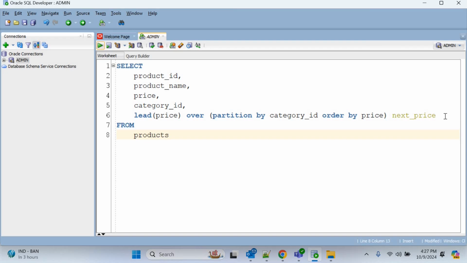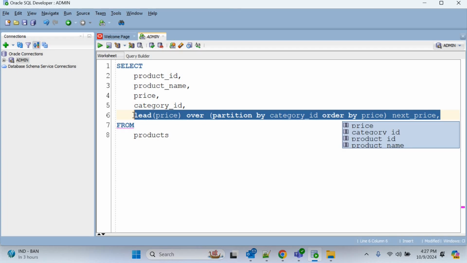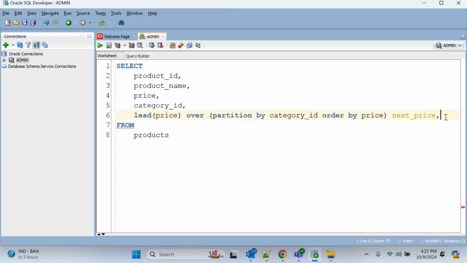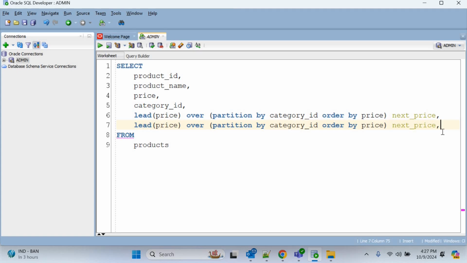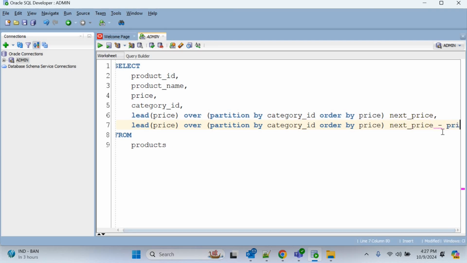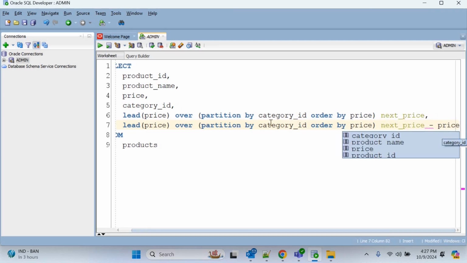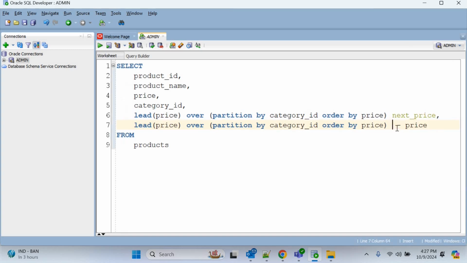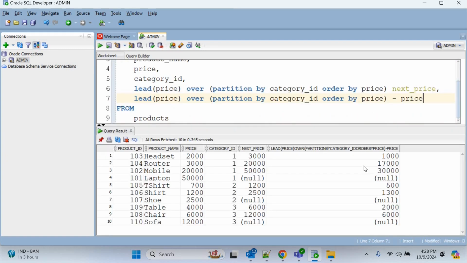Now we can add one more column to find out the difference between the current price and the next price. For that, I'll use the lead function for the next price minus the current price. And now I'll run the query. Now you can see we are getting the difference of the current price and next price for each row.